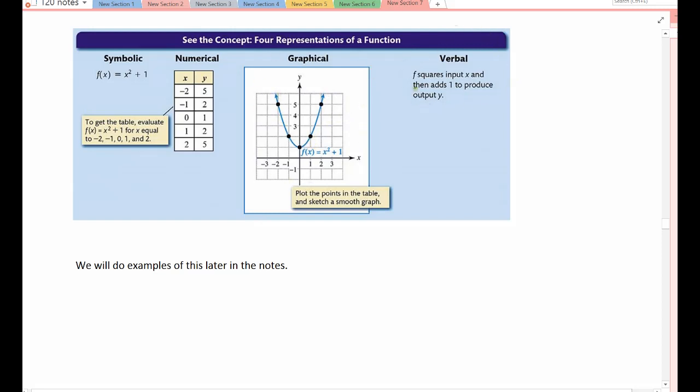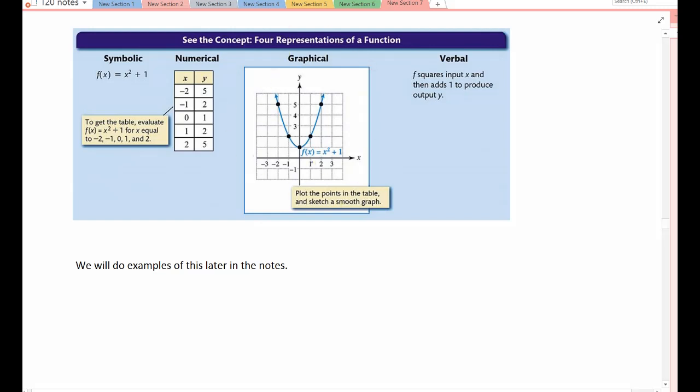The verbal description describes what the function is. So the function is our input value x is squared. So the first thing we do is square our input value. Then we add 1 to it, and we'll get one output value after that. We're going to do more examples where we'll walk through and we'll give you symbolic, we'll find numerical, graphic, and we'll describe it verbally. Later on, we're going to look at the graph. So we're going to kind of focus on the graph right now.